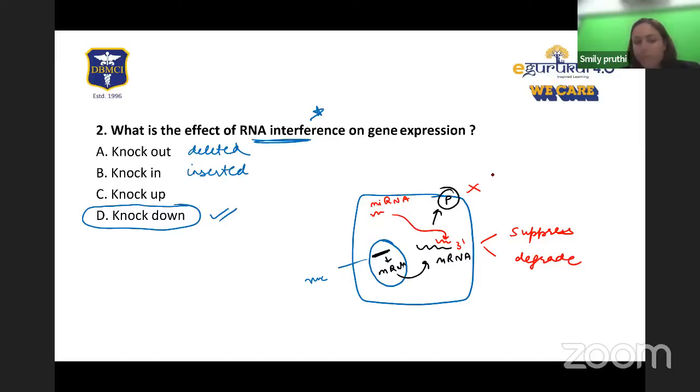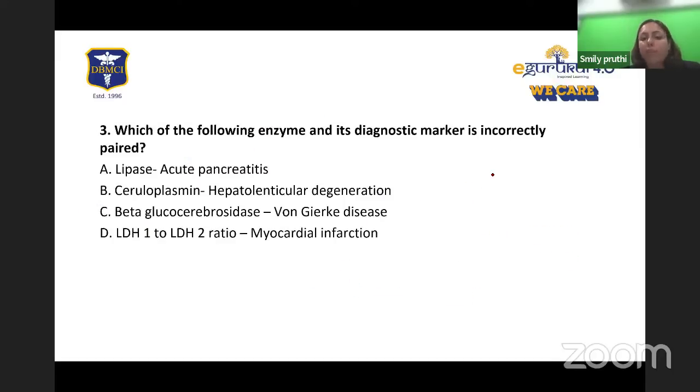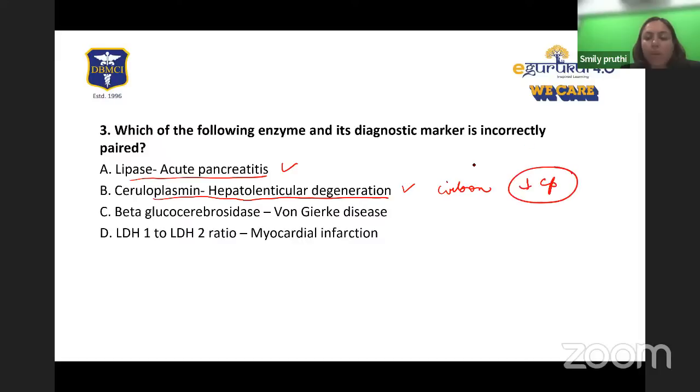Okay. Which of the following enzyme and its diagnostic marker is incorrectly paired? Very, very easy question here. Amylase, lipase for acute pancreatitis. This is correct. Ceruloplasmin and hepatolenticular degeneration, Wilson's disease. That is correct. In Wilson's disease, there is decreased ceruloplasmin. Do revise Wilson's disease and Menkes disease. This is very, very important. In copper, the two diseases, Wilson and Menkes disease.